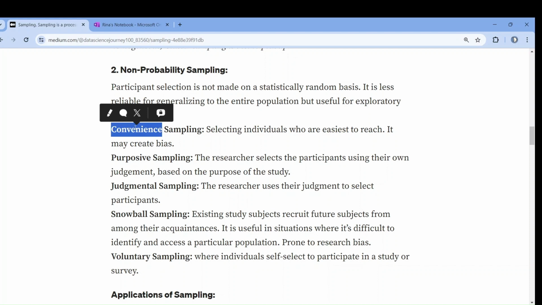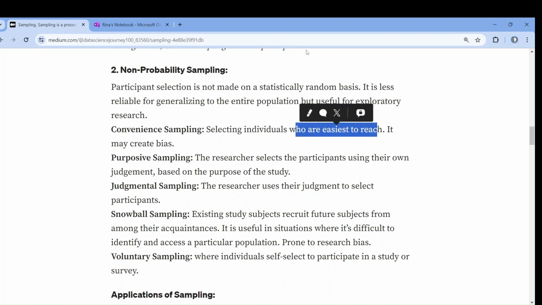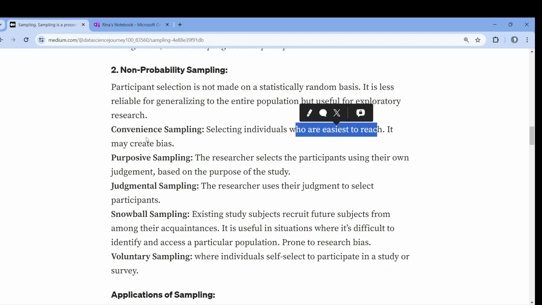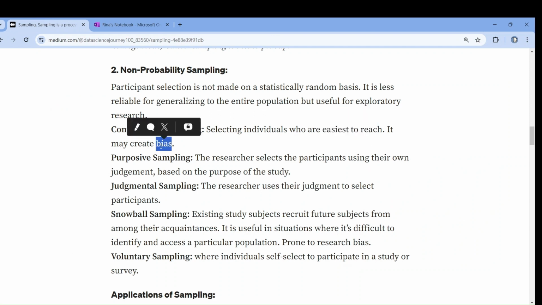First one is convenience sampling. Convenience sampling means choosing those who are easiest to reach. Suppose the teacher comes and says that in the first bench there are 10 people. He asks questions from them. That is convenient for him. Like in your town, you want to ask about the average age of the people. So you just go to the first 10 houses and you make an average. That is convenient for you. This is known as convenience sampling. These sampling techniques generate bias.